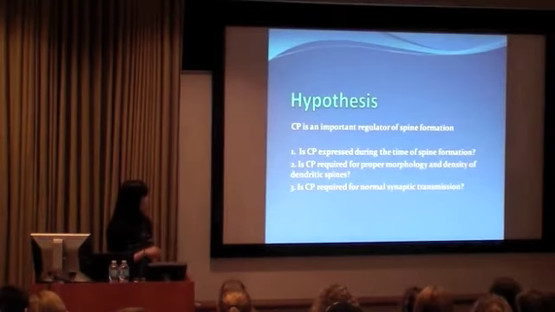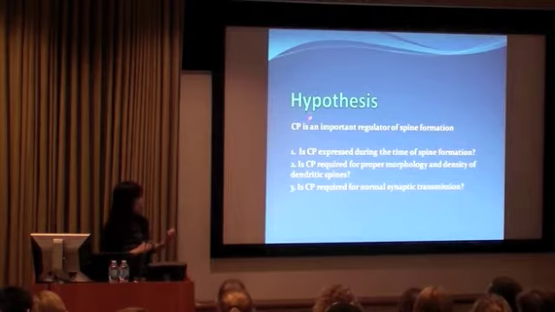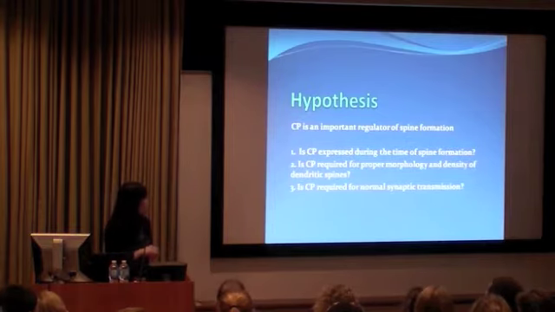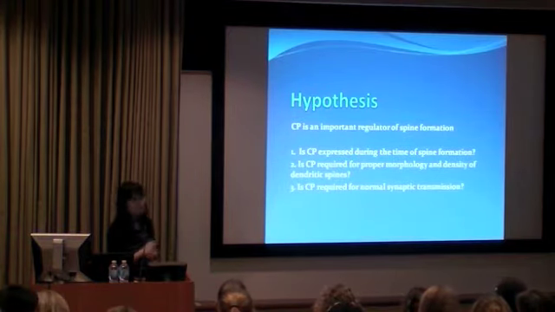So our main hypothesis is capping protein is an important regulator of spine formation. The first question we want to make sure is: is it expressed at the time of spine formation? If the answer is yes, we can continue to examine the function. Is capping protein required for proper morphology and density of dendritic spines? Is it required for normal synaptic transmission?